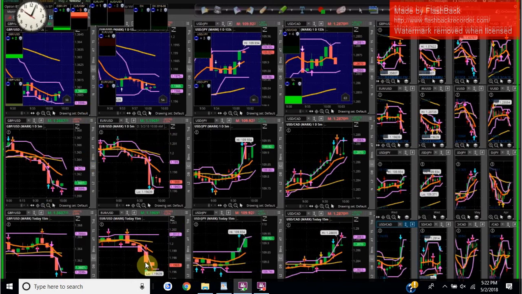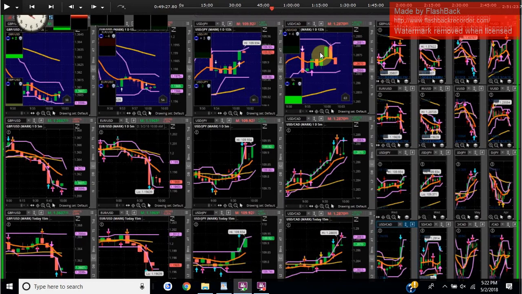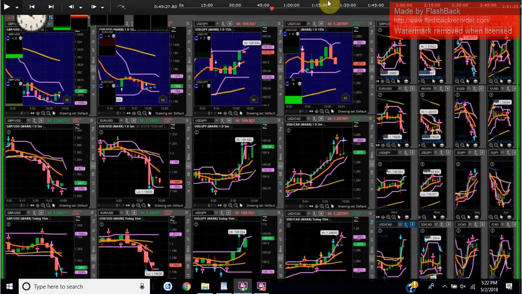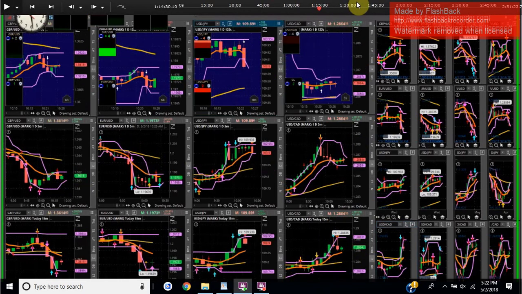Same thing with the EU, it's at the bottom bands right here. You can correlate that with good momentum going to the upside, and you can see that this UC has a blue on there, has a super on the 15, so this trade is gonna go down. And that's what it does.